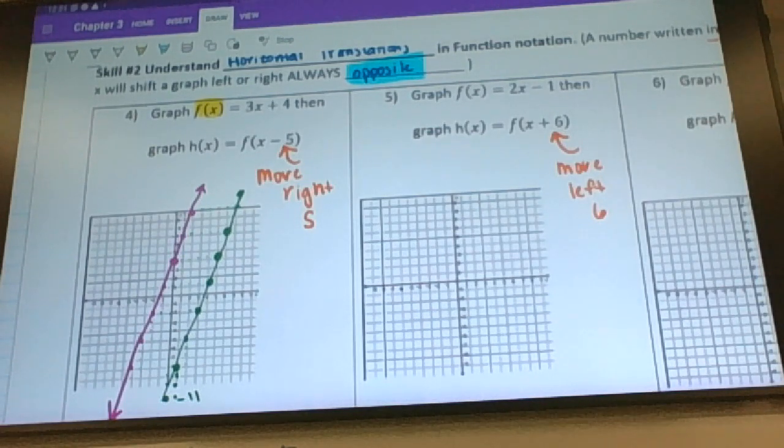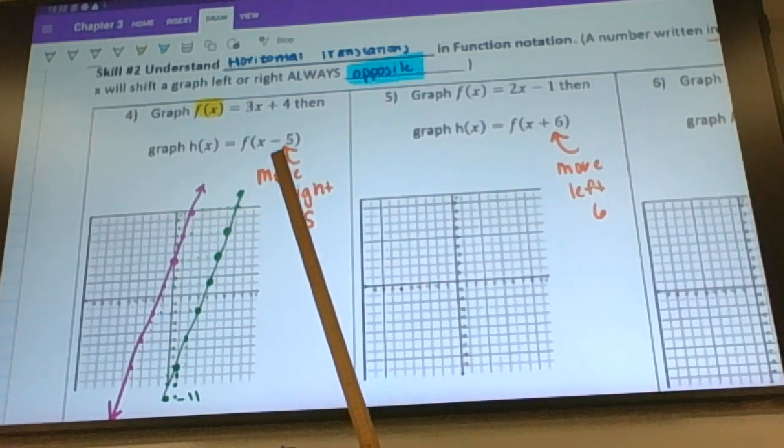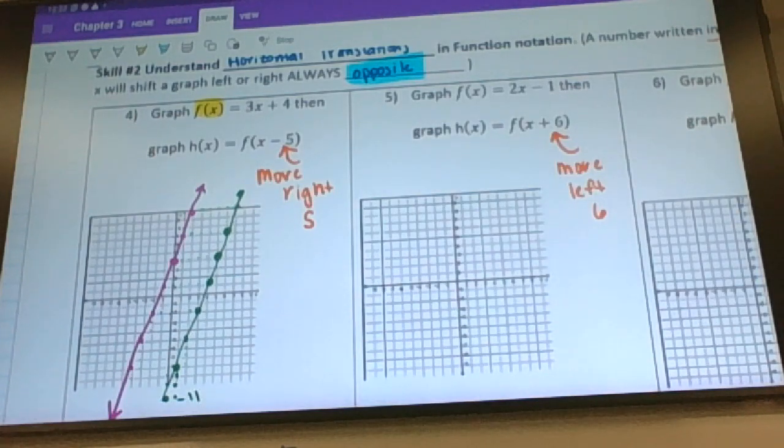Alright? F of x was 3x plus 4, right? And it says to do, Sarah, you see this? It says to do x minus 5. So for the math, if I put x minus 5 instead of just x, I put the minus 5 in. Are you seeing that? Yes, I am. You know where the minus 5 came from? From the problem, right? So I changed it from just x to x minus 5.